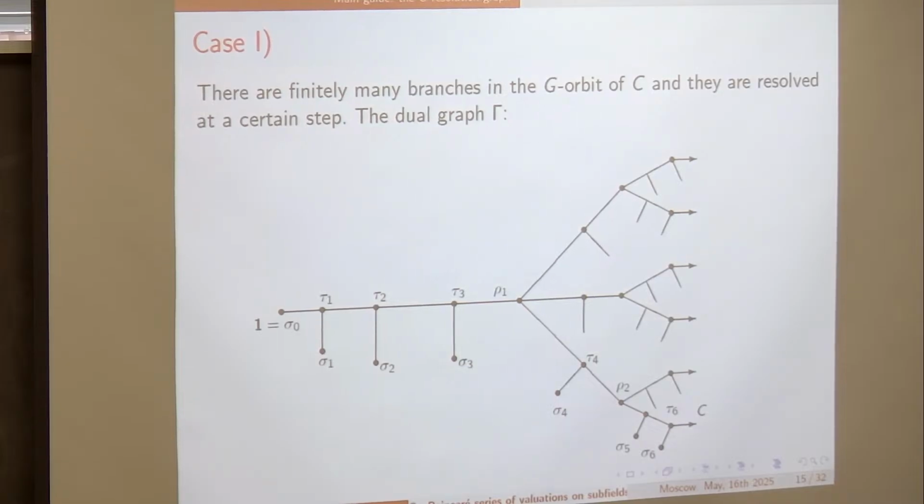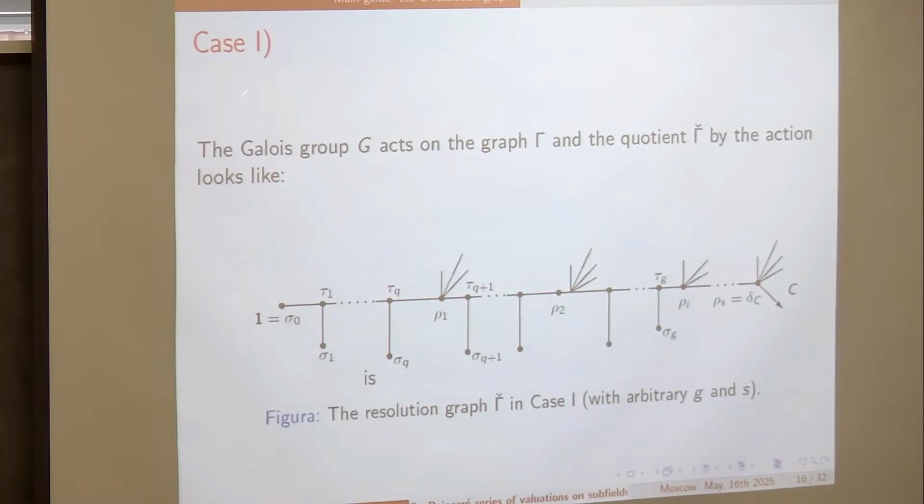So the figure we need for this case is just a resolution of a branch and also some points, rho 1, rho 2, up to some finite number of points which we call branching points, in which simply you have the situation I explained before. Okay?